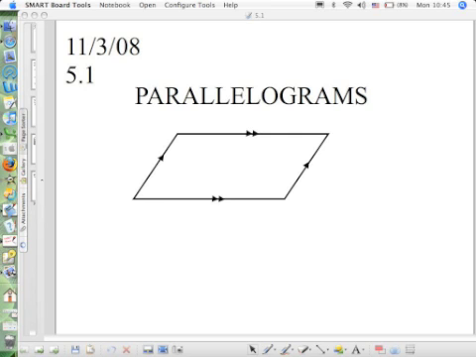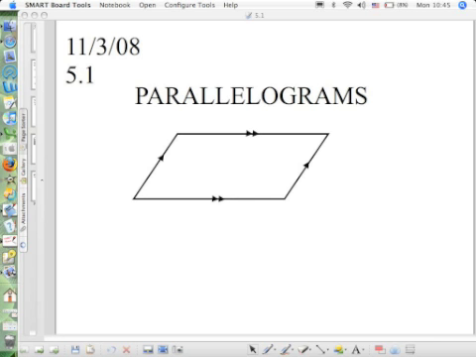Okay, today is November 3rd, section 5.1, parallelograms. First thing you're going to get today is the definition of parallelograms, which is going to be a reason in proofs. Sometimes it's necessary. Okay, so this is the definition of a parallelogram. I'm not writing it on the board. You're going to write it on your paper, though.